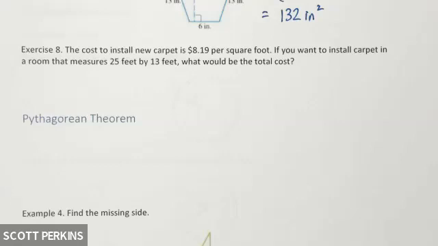So if you want to install carpet in a room that's 25 feet by 13 feet, what would the total cost be? So there's two steps to that problem. If you don't know what the second step is, you can at least do the first step, which is to calculate the area of that room.